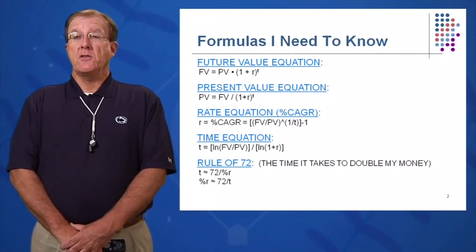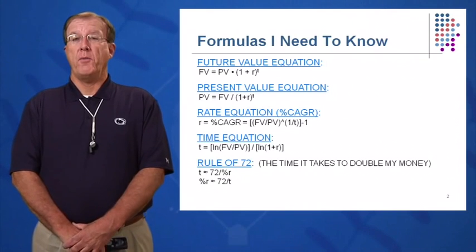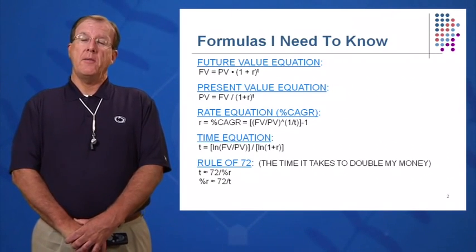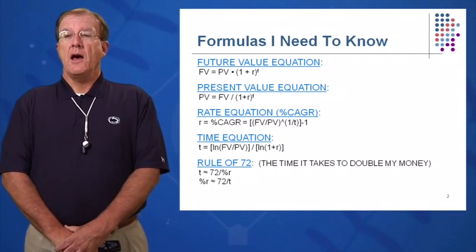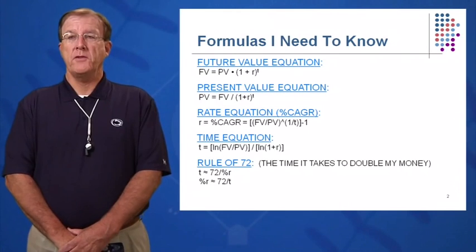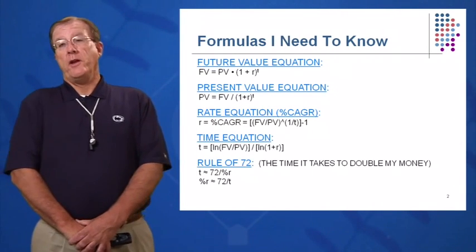And finally, we can solve for time. Time is equal to the natural log of future value over present value divided by the natural log of 1 plus r. A very important rule is derived from that rate equation and its approximation. It's called the rule of 72. The rule of 72 is a powerful, powerful concept which you don't need a calculator for.